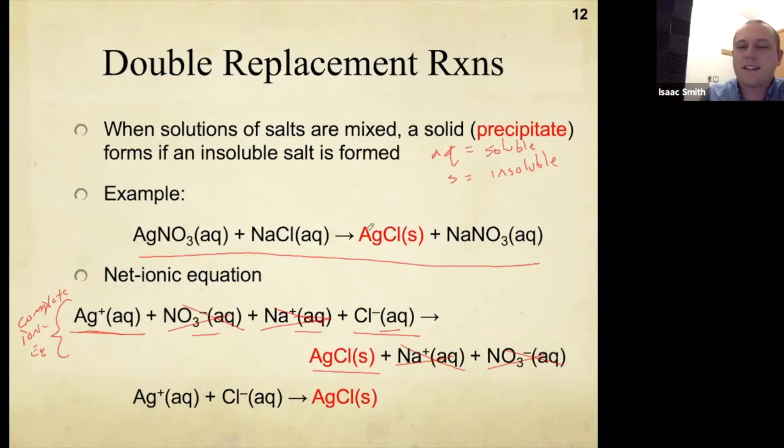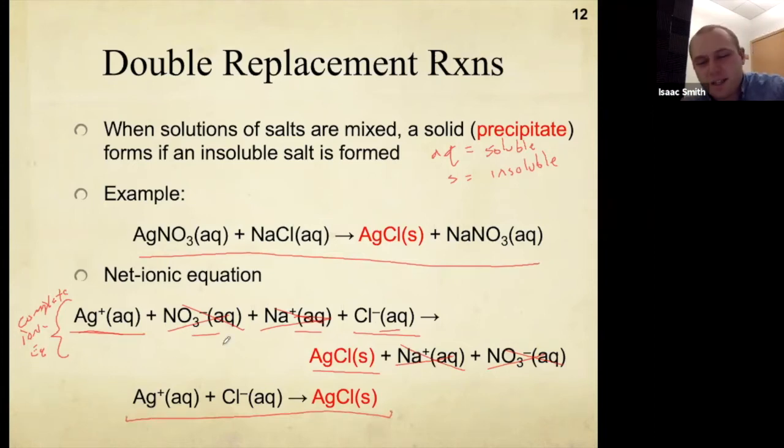When you write it out like this, it looks like you're forming sodium nitrate, right? But if this is in water and it's soluble and dissolves, really all you have is sodium and nitrate ions. The sodium and the nitrate ions really didn't do much. This is really the meat of the reaction, and that's what the net ionic equation is. Anyway, we'll practice one at the end of the PowerPoint as well.